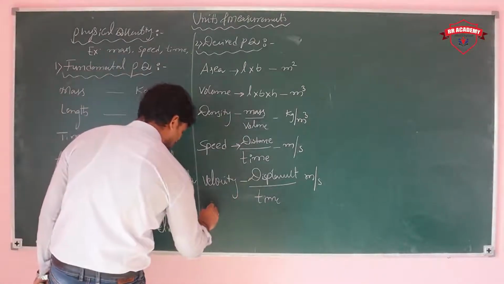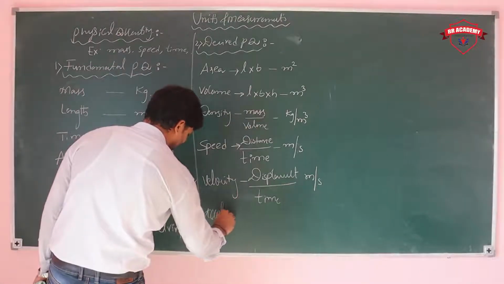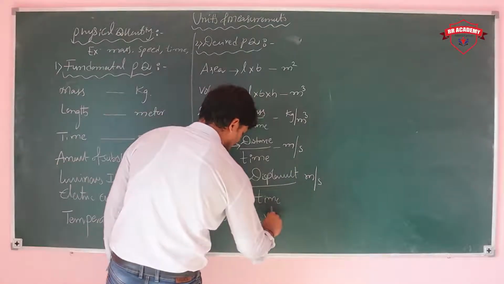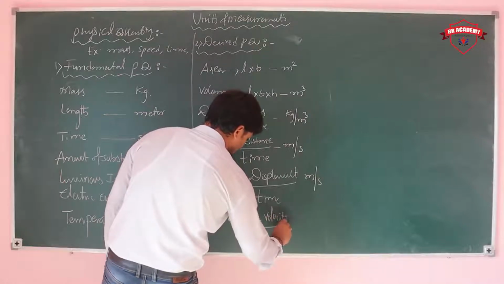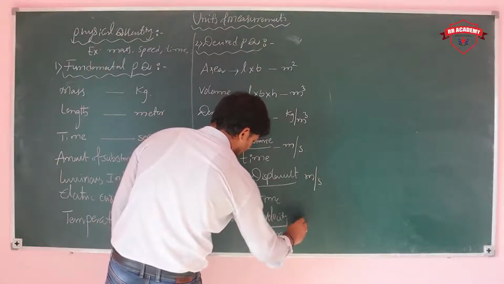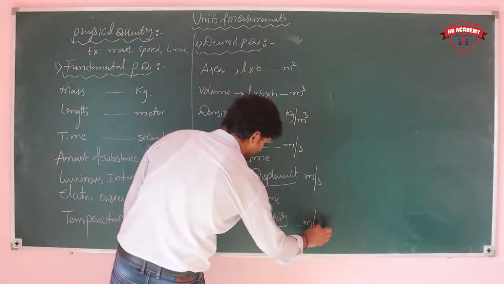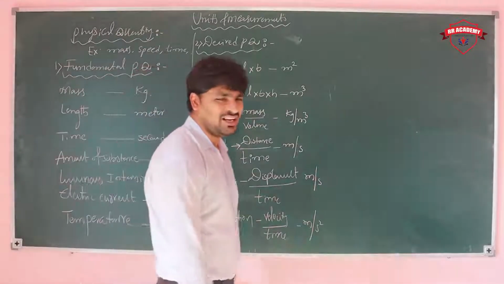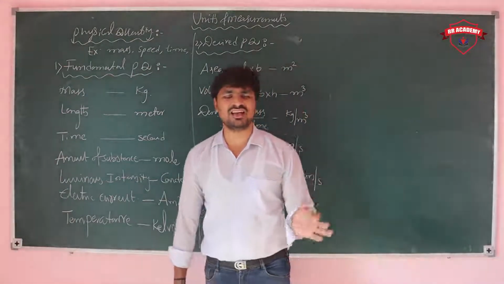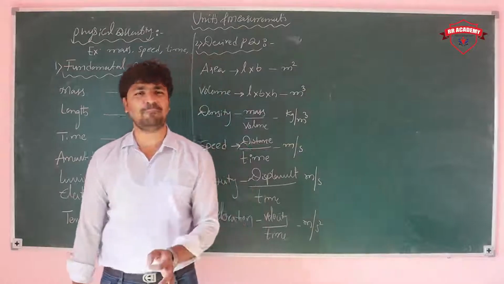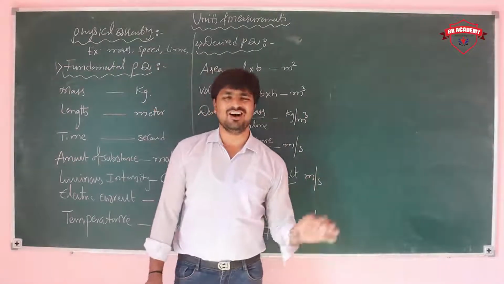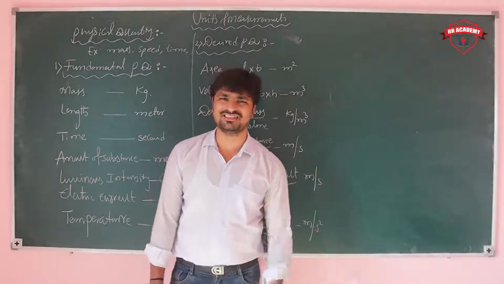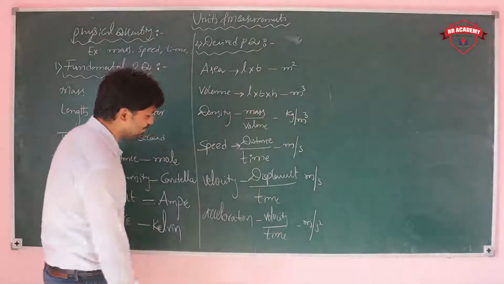Next, acceleration. Many are there. Acceleration, what are we checking? Velocity upon time. The unit is meter per second square. So what are derived quantities? Derived quantities means the physical quantities which depend on other quantities, or which are derived from other quantities. Those are simply called derived quantities.